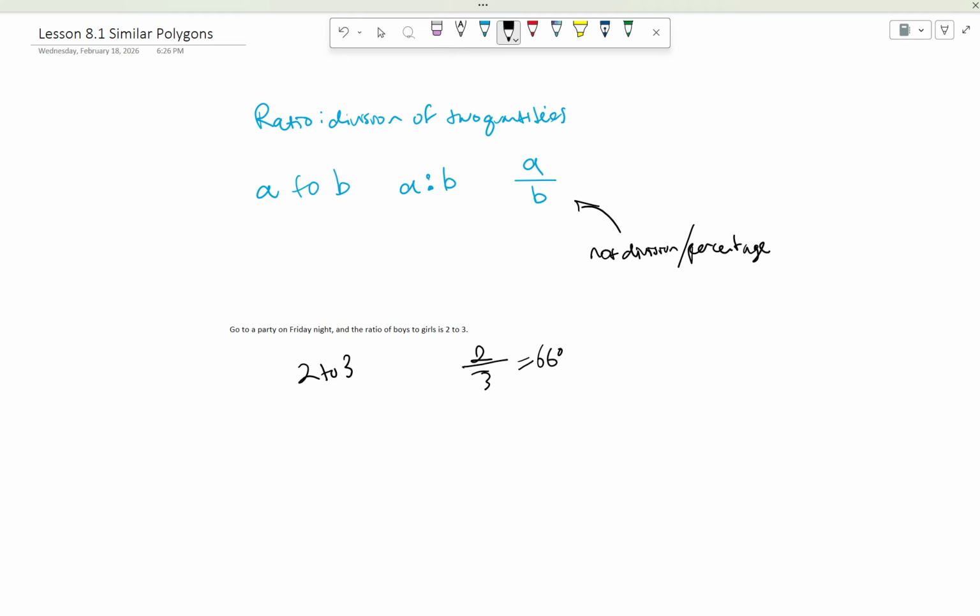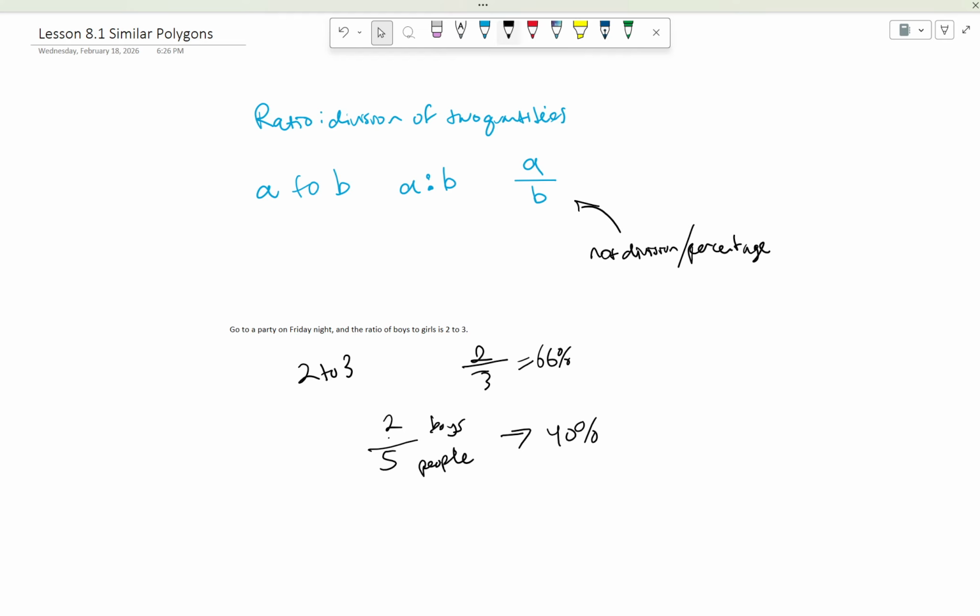that we have 66.67% of the participants are boys, but they're not really, right? Because there's more girls than boys. Really, the percentage there is going to be about 40%, because for every 5 people, 2 are boys. So that would mean that 40% of the participants are boys.